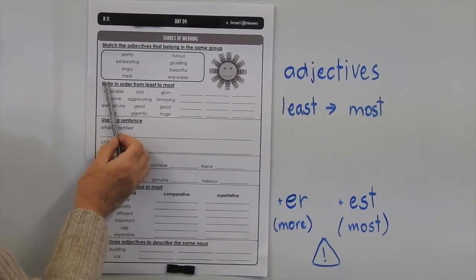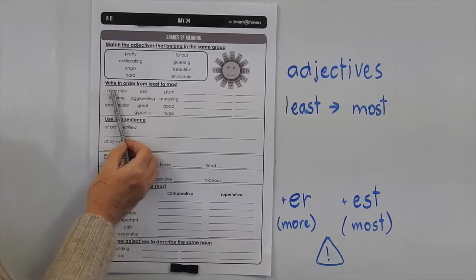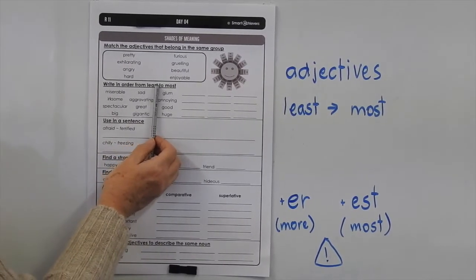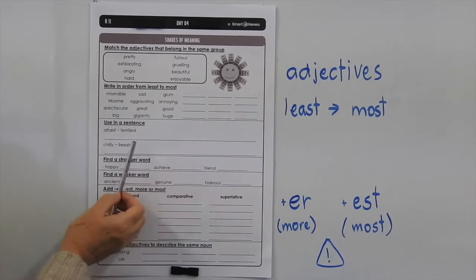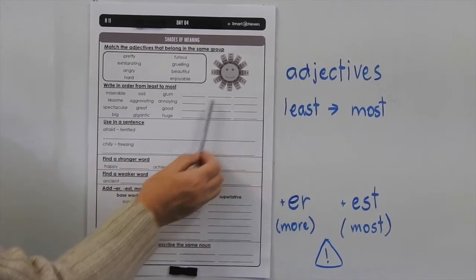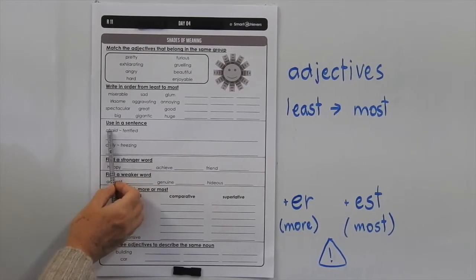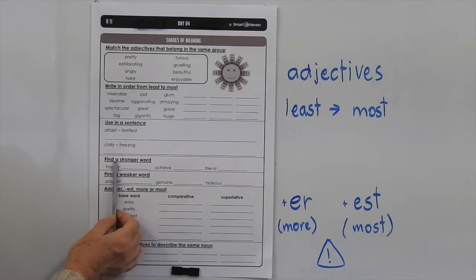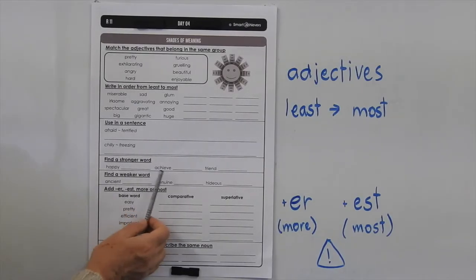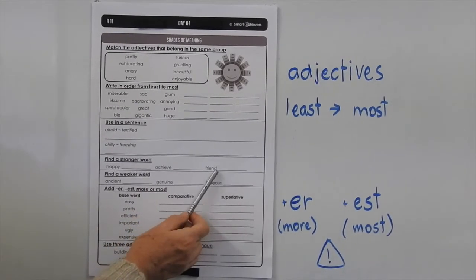Then down here we want you to write these three adjectives in order from the least to the most. So they're gathering in intensity as you write them. So the least to the most there. Then down here we've given you a couple to use in sentences. Here, find a stronger word for happy, a stronger word for achieve, stronger word for friend.